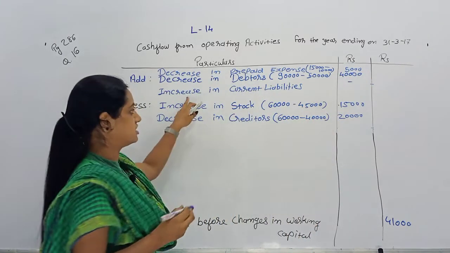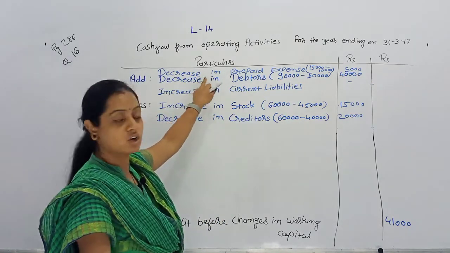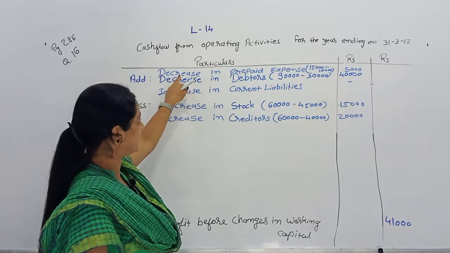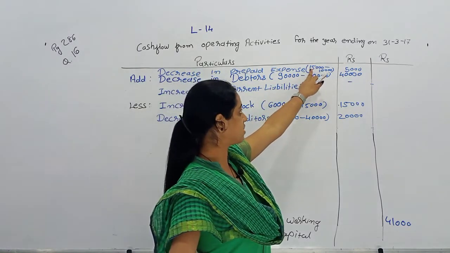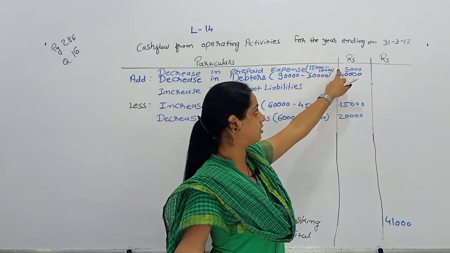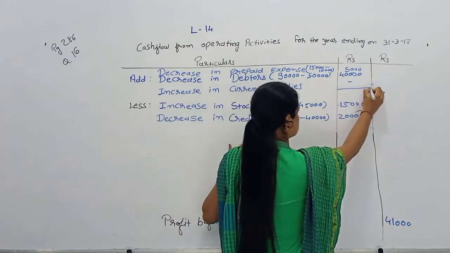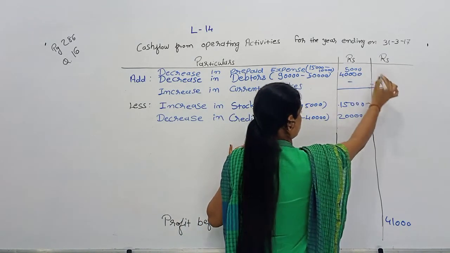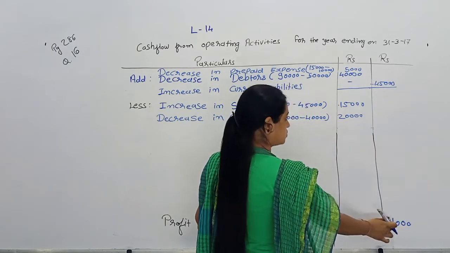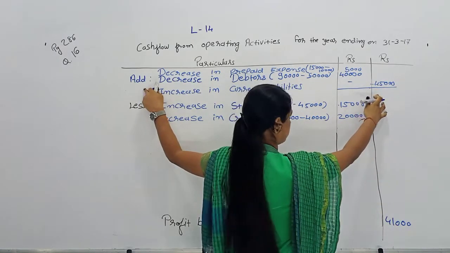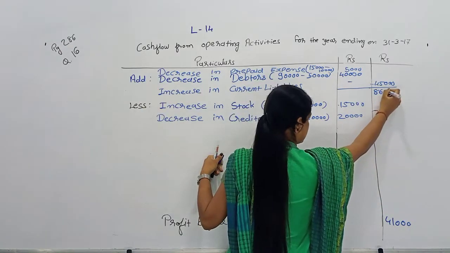Then there is no increase in any current liabilities, right? See, if this is not visible to you, I am explaining: decrease in prepaid expense, in bracket 15,000 minus 10,000, and our amount will be 5,000. So the answer is 45,000. Now we have to less 41,000 and add 45,000 to it. So our answer will be 86,000, right?